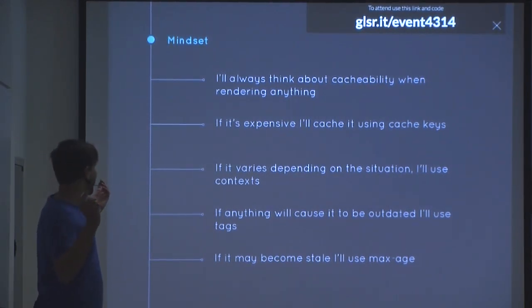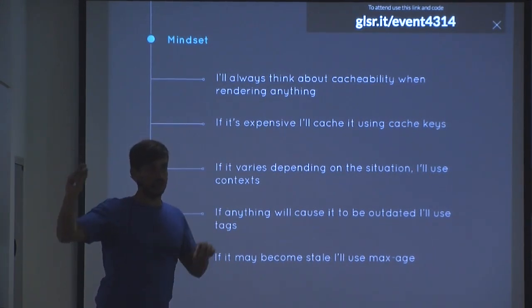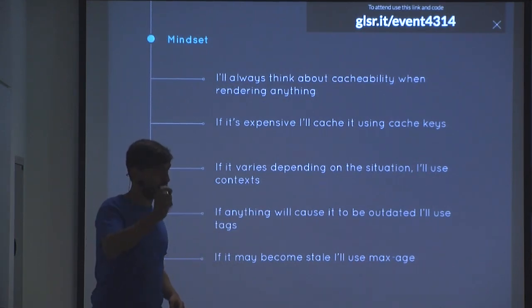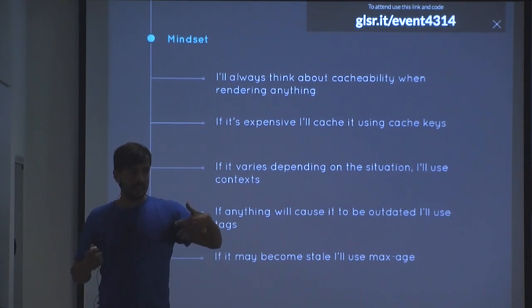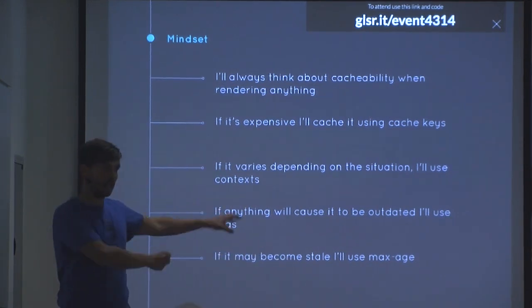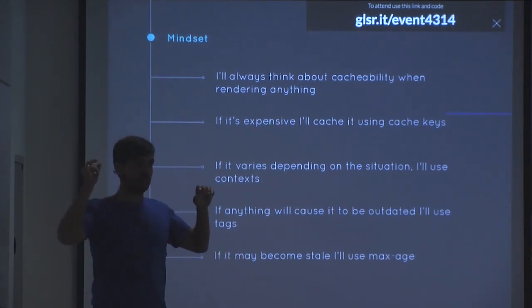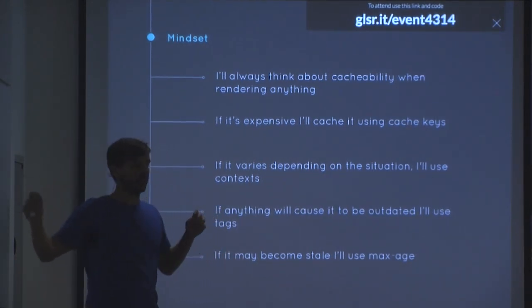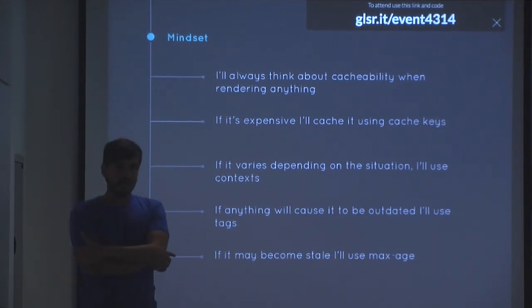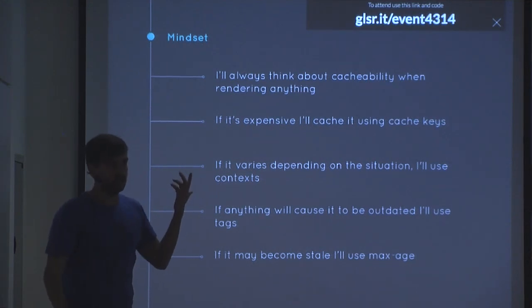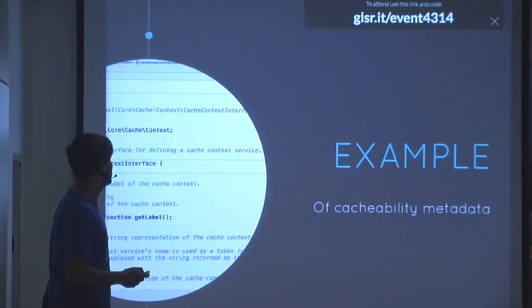That's it. If it varies depending on the situation, like one logged-in user versus another, or maybe the day of the week, use cache context. If you have to update a cache that depends on something else, put the cache tag, right? On the cache object, you put the tag from this other thing. And finally, if it can become stale, use max age. But again, it's very difficult to find an edge case that you need max age.